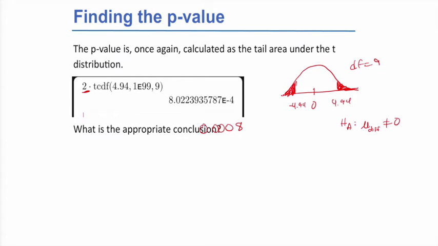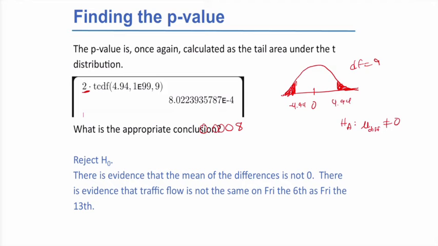So our appropriate conclusion, we reject the null. Our p-value is less than our alpha level of 0.05. So because 0.0008 is less than 0.05, we reject the null. We have evidence that the mean of the differences is not 0, which is to say there's evidence that the traffic flow is not the same on Friday the 6th as Friday the 13th.